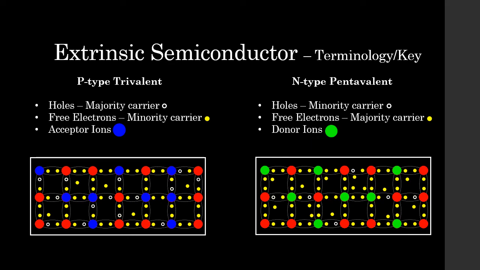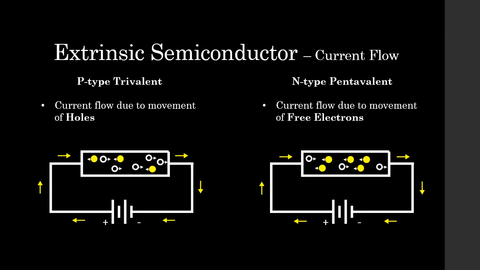Take some time to wrap your head around the slide. This terminology and key will be used quite a bit moving forward. Now, the next thing to look at is, for our extrinsic semiconductors, how does current actually flow? Because we know in a semiconductor, current flow happens due to the movement of 2 charge carriers. So in a p-type semiconductor, the current flow is due mainly through the movement of holes.